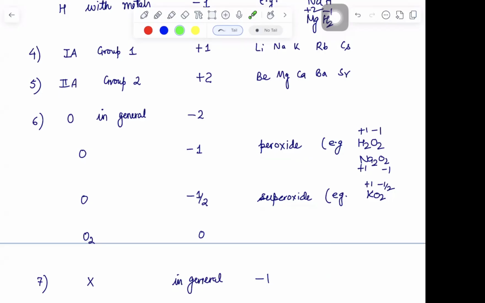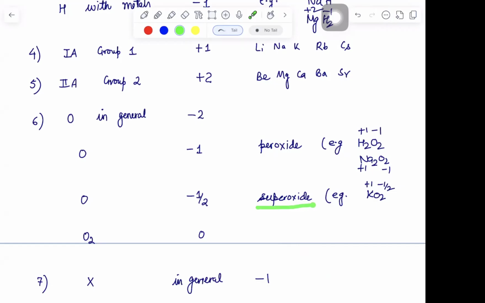So what is peroxide? H2O2: -1, +1, because H is plus and there are 2 hydrogens, so each O is -1. Na2O2: +1, -1. KO2 is superoxide: +1, -1/2. Is that okay? So this is called superoxide.